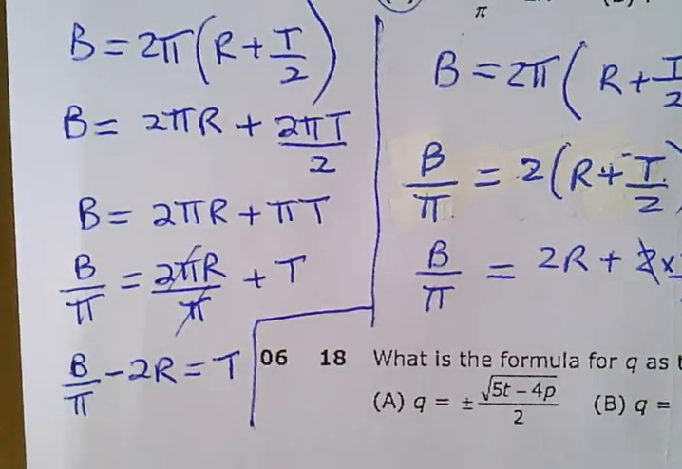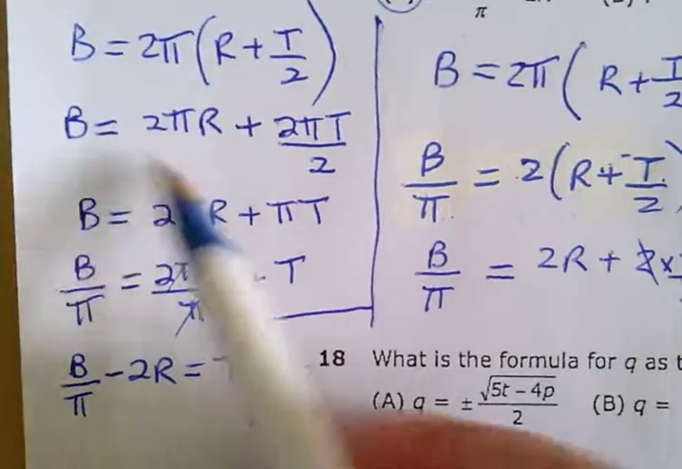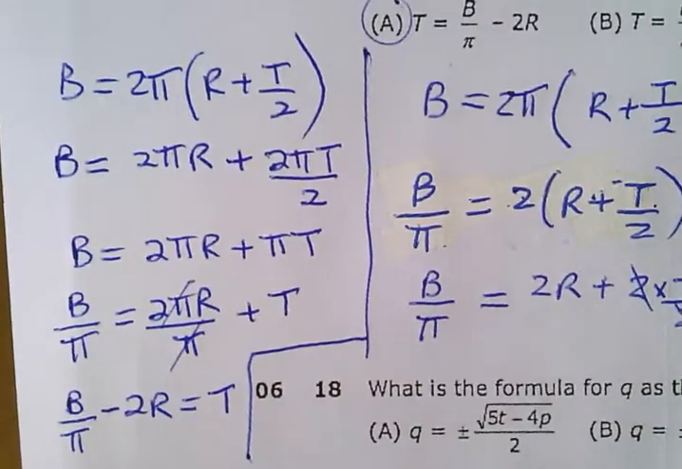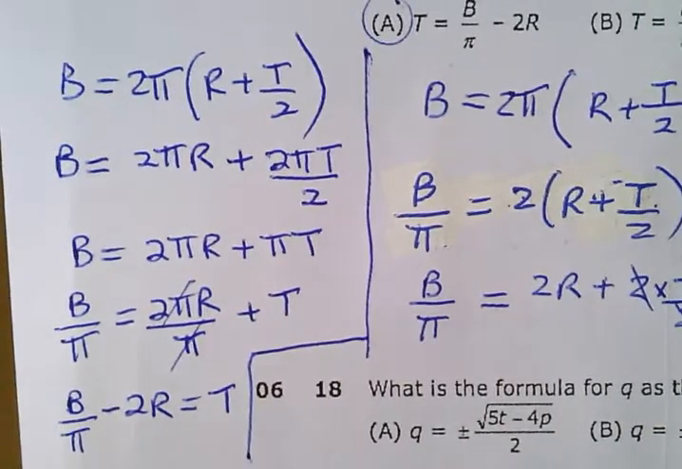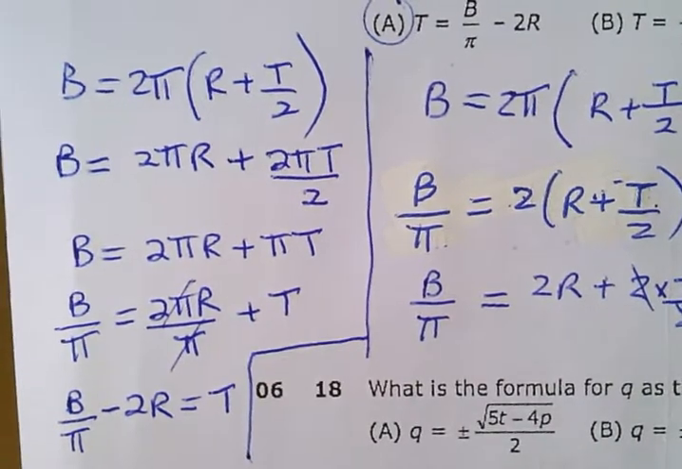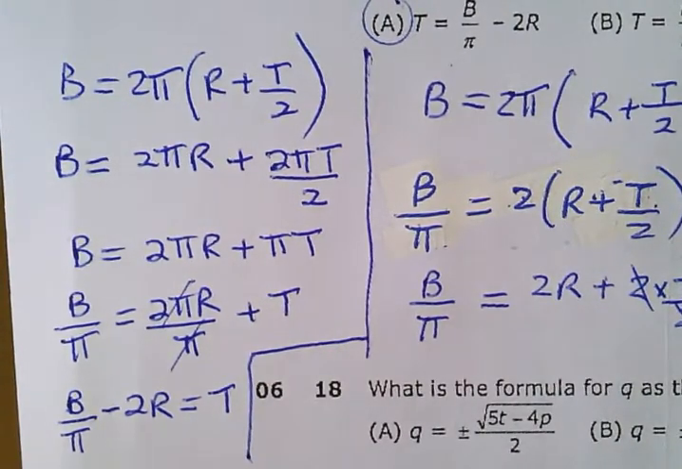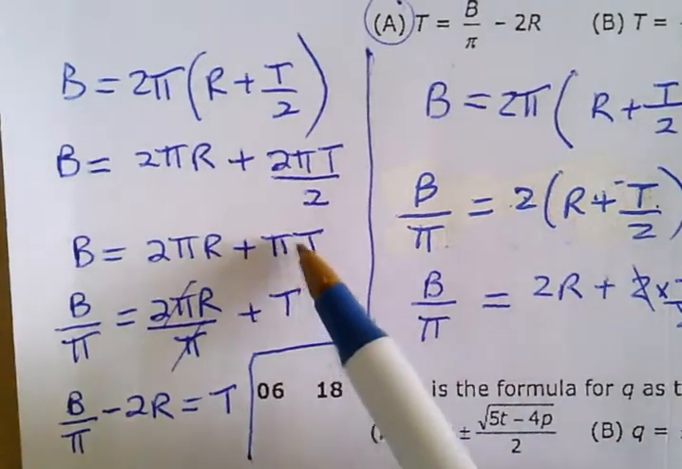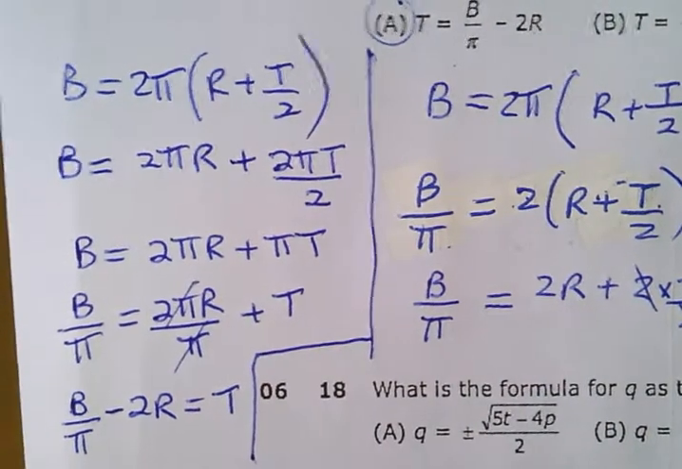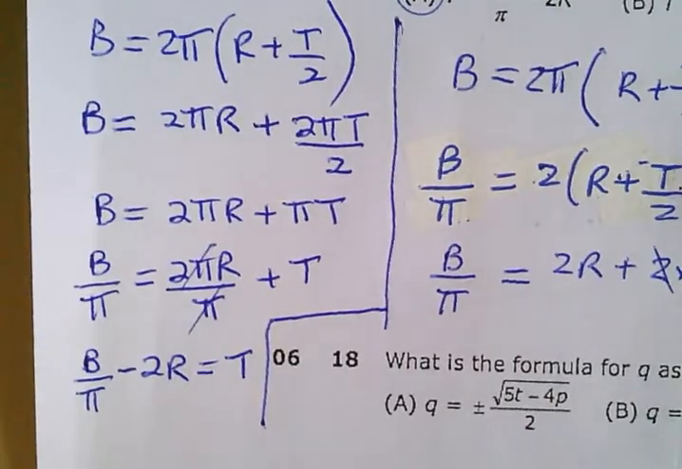But the trick there is, your other option is to move the 2 pi r over before you divide by pi. Would you prefer that? So you're okay to divide everything by pi. If you decide to divide by pi, you've got to divide both sides by pi. So that's the other way you could have done it.